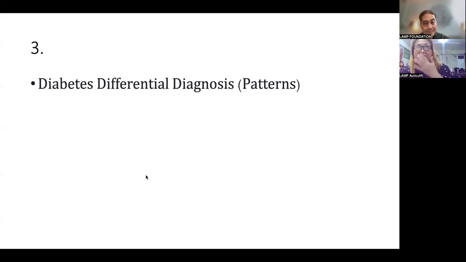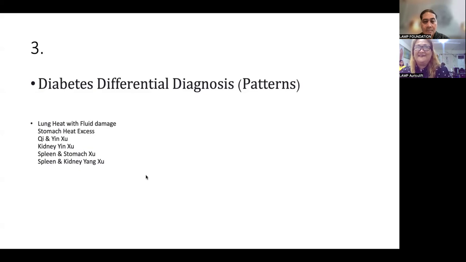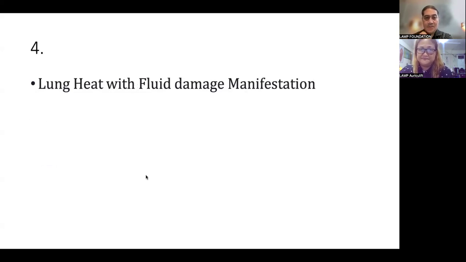The different patterns of diabetes can be categorized into various patterns based on the underlying disharmony affecting the body's chi and blood. The patterns of diabetes mellitus are lung and stomach heat, spleen chi deficiency, phlegm damp heat, liver chi stagnation, kidney yin and yang deficiency, and blood stasis. Okay, thank you very much.